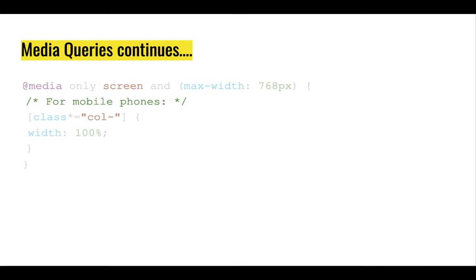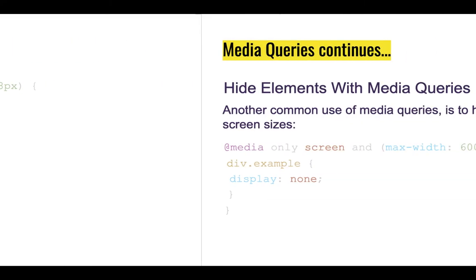Let's take a look at this code. We have at media only screen, and we have a media feature here of maximum width of 768 pixels. And next you have a comment which indicates that we are writing this code for mobile phones. Now, when the condition of maximum width is being fulfilled, don't forget the maximum width in this case is 768 pixels. Then the width should be 100%. This is how to add breakpoints to our web pages.